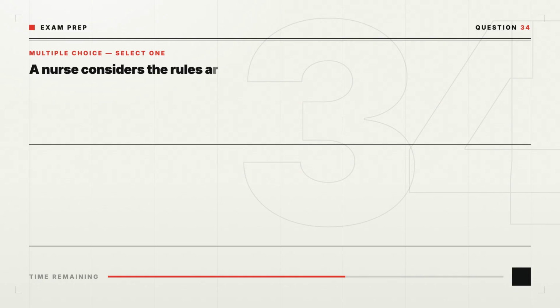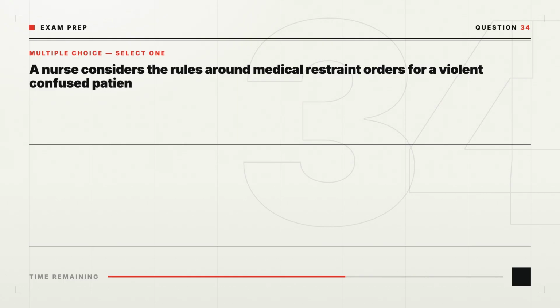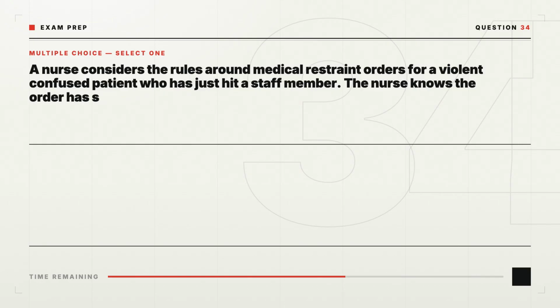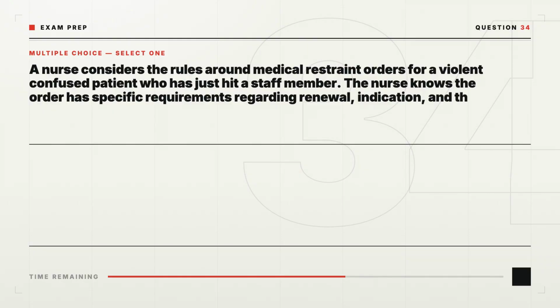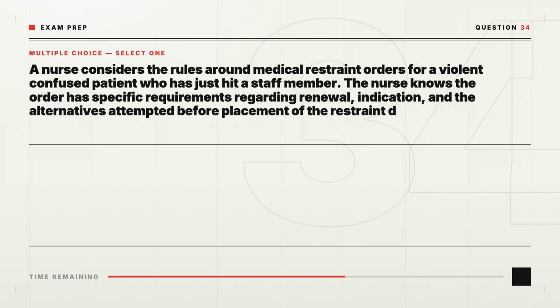Question 34. A nurse considers the rules around medical restraint orders for a violent, confused patient who has just hit a staff member. The nurse knows the order has specific requirements regarding renewal, indication, and the alternatives attempted before placement of the restraint device on the patient.